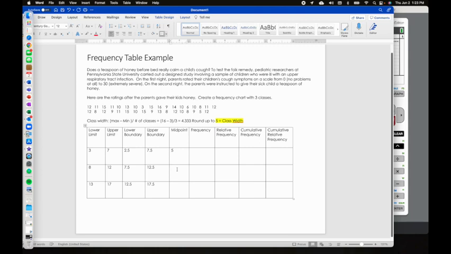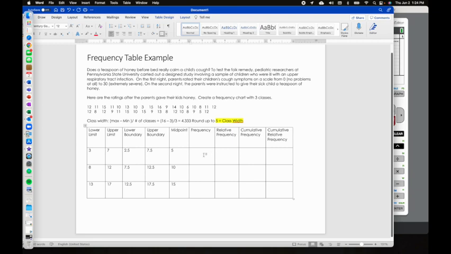I take 7.5 plus 12.5, add them together and divide by 2. That's going to give me 10. 12.5 plus 17.5, that's going to give me 30. And when I divide by 2, that's going to give me 15. So for right now, just know how to find the midpoints and know that we're going to use it to draw a kind of graph. I believe it's in chapter 2.